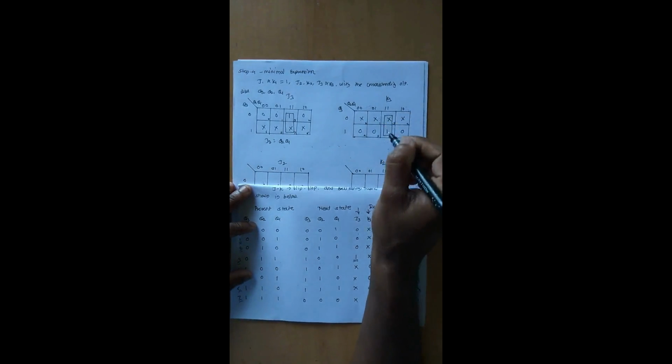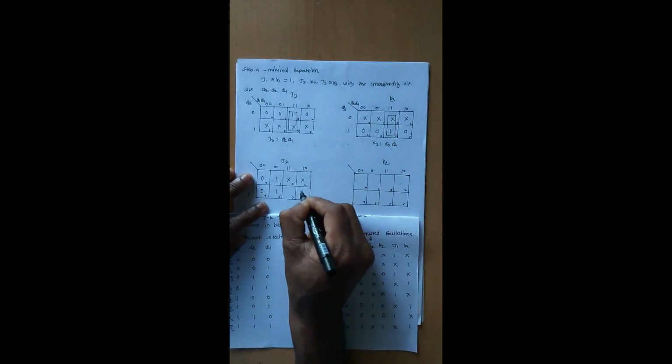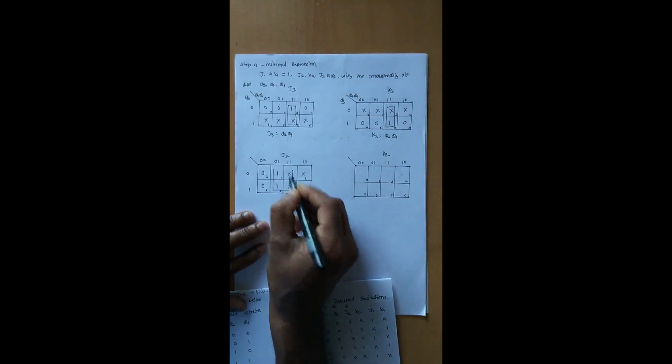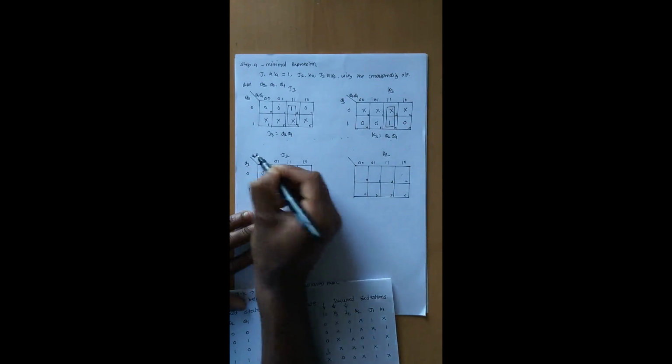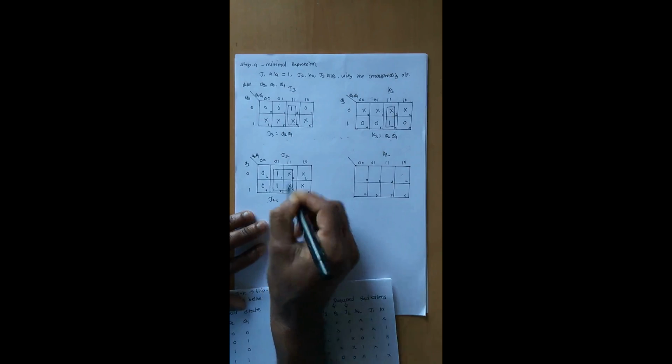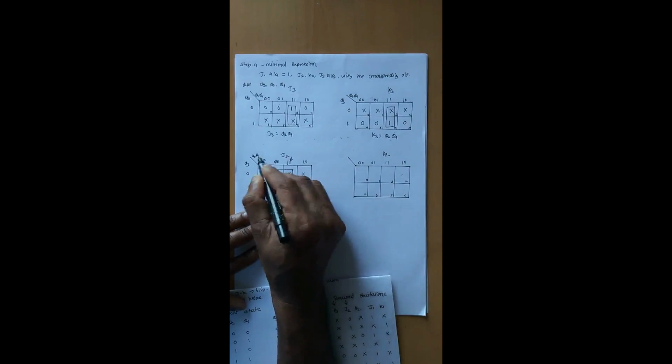So again we form a grouping, which forms a pair. So K3 is equal to Q2 Q1. Then for J2, K2, we study the J2 column, in which 0 is present at 0 as well as 4. Then 1 is present at 1 as well as 5. Okay, and the remaining are all don't care conditions. So with the help of these don't care conditions, we can form a quad of 4 cells. From this quad we can find only one common term, which is nothing but Q1.